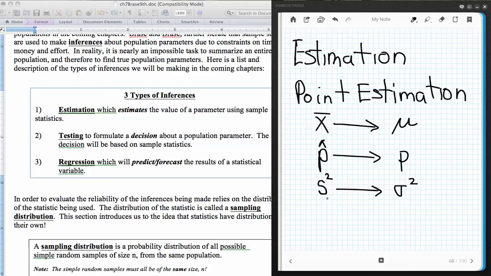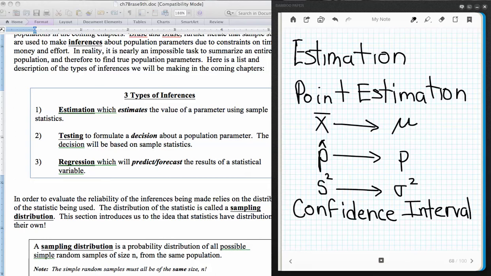So those are great, but a single value is either right or it's wrong, and most of the time it's wrong. So one of the things we like to do is give a bigger estimate, something we call a confidence interval, and that's what we'll be studying in the next chapter of Brace's book, which in the 10th edition is chapter 8. Confidence intervals are going to use point estimates to develop an interval of values, which is a nicer thing to have for estimation.